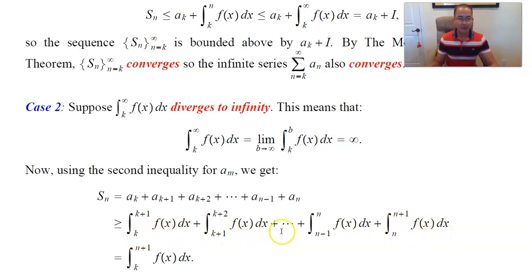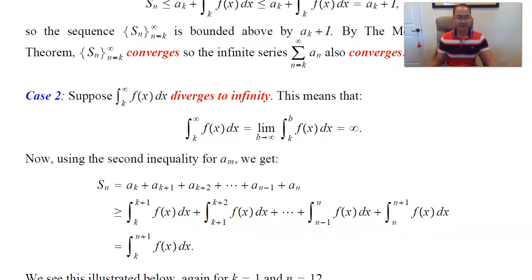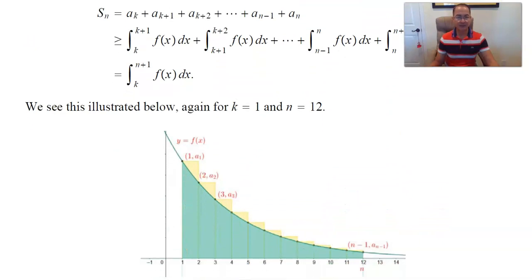But again, we don't have to compute those separately. We can go from k all the way up to n plus 1. Okay, and again, if that confuses you a little bit, here's another diagram. This time we can start at A1 instead of A2 in the previous diagram. Here's A2, here's A3, except now for the last rectangle, we are using the height at 11, because we're using the left endpoint to be the height of our rectangle.